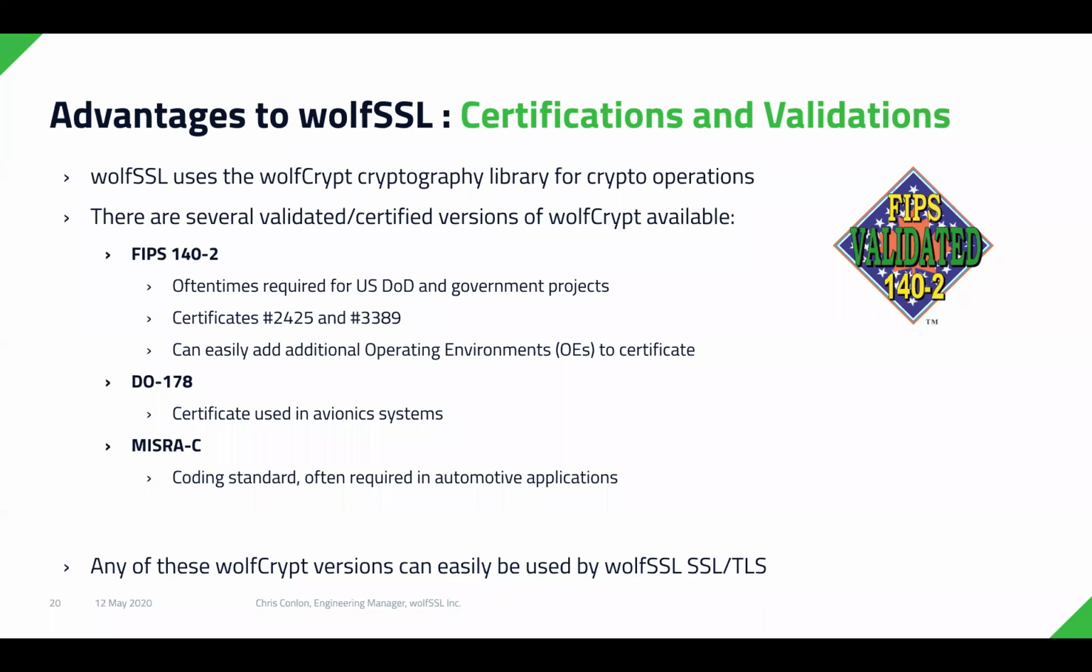We have 2 certificates for FIPS 140-2, 2425 and 3389. And FIPS uses what's called an operating environment, or OE. And an OE is a combination of an operating system, the version of that operating system, and the processor or chipset that wolfCrypt and wolfSSL will be running on. So we can easily add new OEs to those existing certificates.